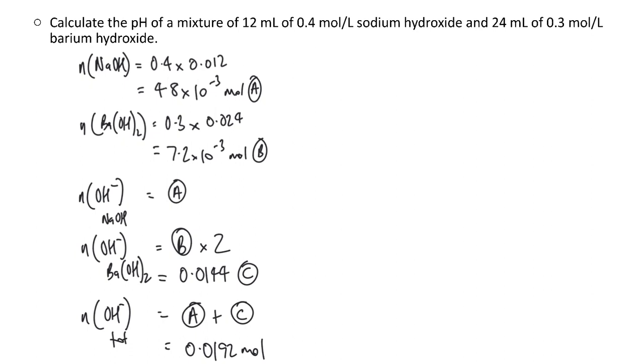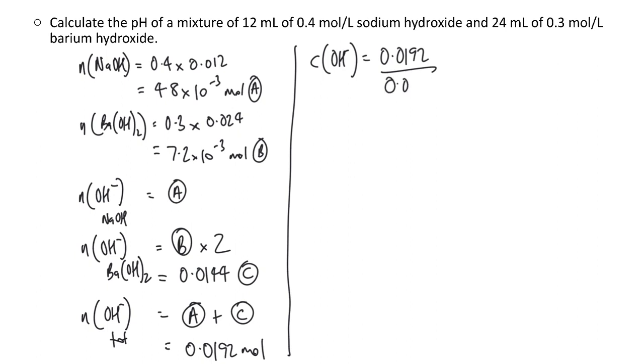Okay, now because we need to work out this in pH, and we have to get to the concentration of hydronium ions, we need to do everything in concentration. So let's do this in concentration. Concentration of OH minus is equal to 0.0192 over the total volume, which is 0.036, which happens to be 0.533 mole per liter. Okay. Now I've got the concentration of hydroxide ions, I can work out the concentration of hydronium ions because I want it to get the pH.